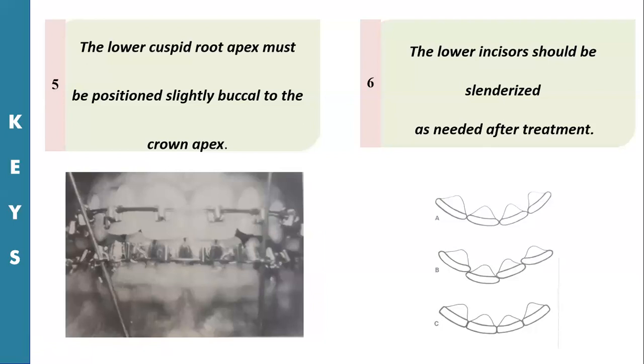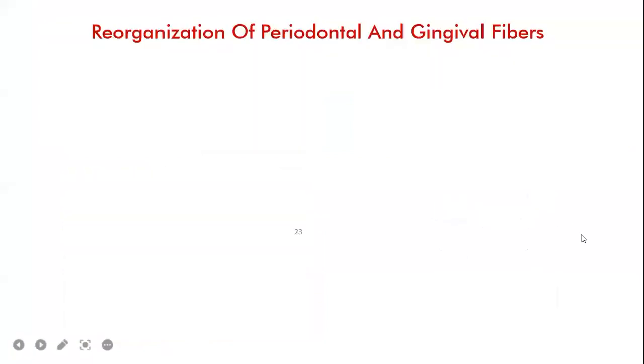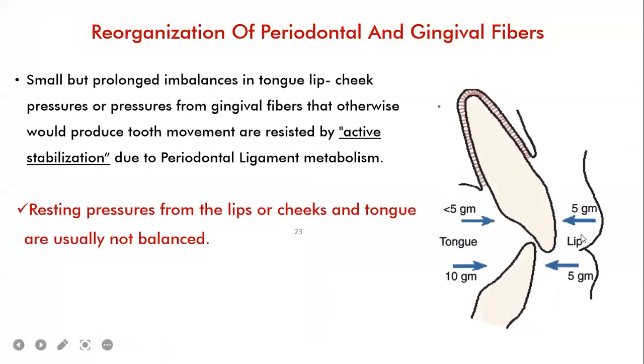Yes, sir. Okay. So we've come to finish with the Andrews keys. Now we're talking about what is actually happening for relapse to occur, like individual tooth positions and all of that. So just listen to what I'm saying now. Your teeth that are held in position are going to be subject to a lot of pressure, between your tongue, lip, your cheek pressure, your pressure from the gingival fibers, etc. Now, these are small but prolonged imbalances.